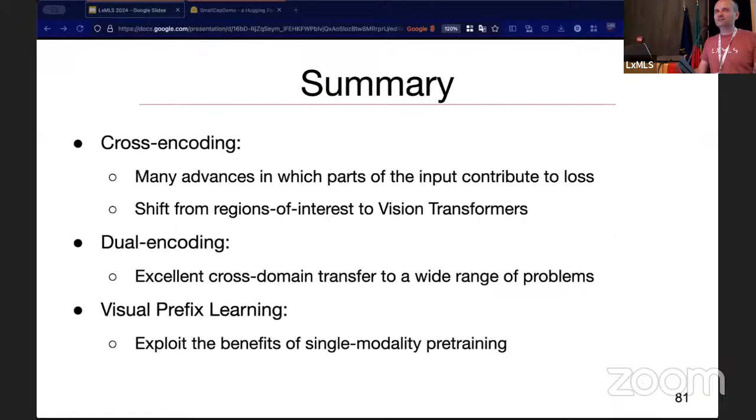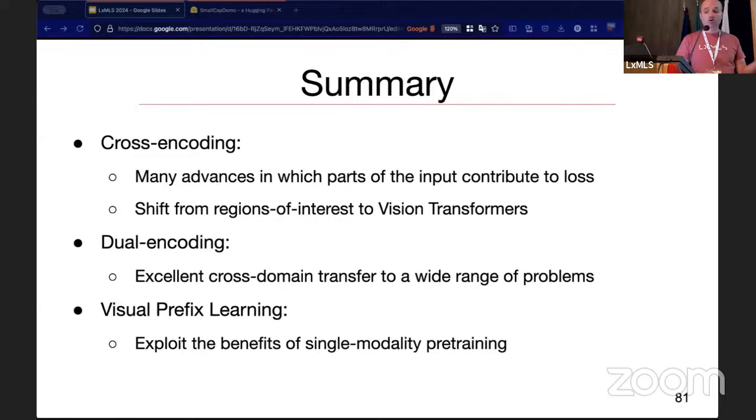And so I think in summary here, if I was to give an overview of the modeling advances we've seen in the last 5 years, cross-encoding has given us huge benefits. It was the same thing that happened with BERT and language model pre-training. And we've seen many advances in understanding of which parts of different loss functions are important for training these models. And we're also seeing a very clear shift from working with regions of interest from pre-trained representations that are extracted using Faster R-CNN to vision transformers everywhere.